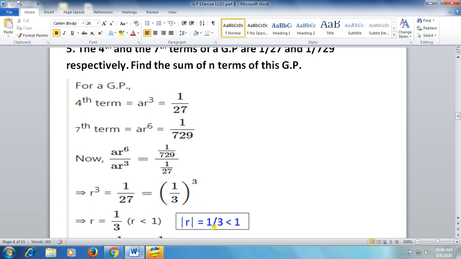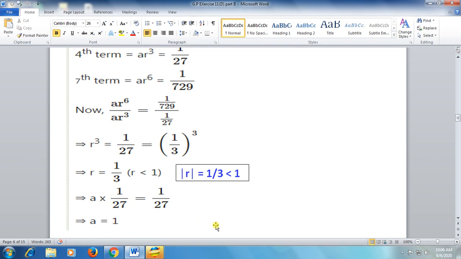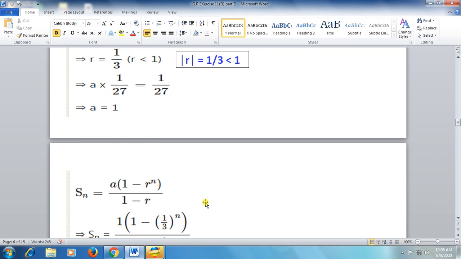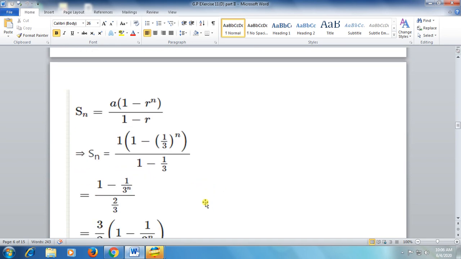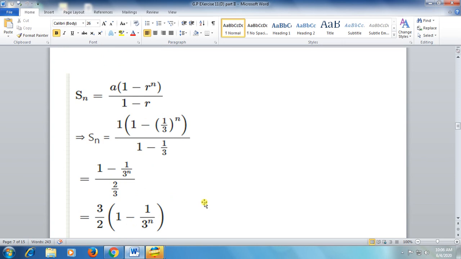The absolute value of 1 by 3 is 1 by 3, so it is less than 1. Consider the fourth term: a into 1 by 27 is equal to 1 by 27. The value of a will be equal to 1. So with the help of the fourth term and seventh term, we have calculated the common ratio and the first term. As r is less than 1, consider the formula Sn is equal to a into 1 minus r to the power of n by 1 minus r. Substitute a as 1, r as 1 by 3.